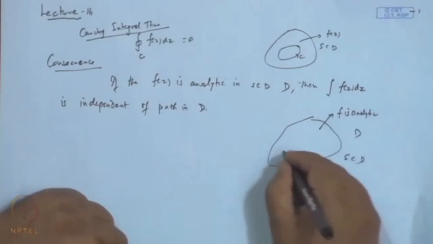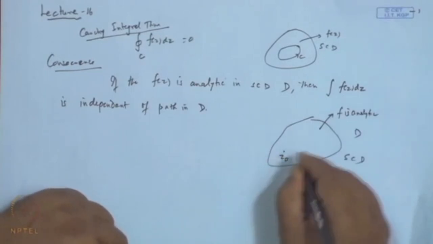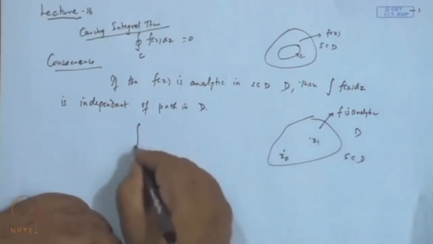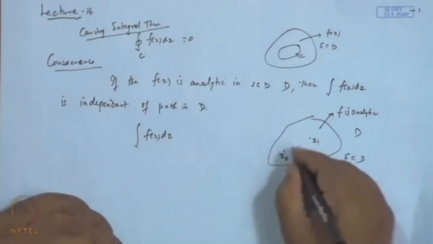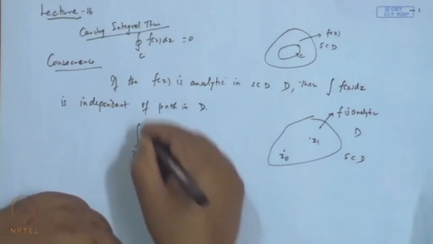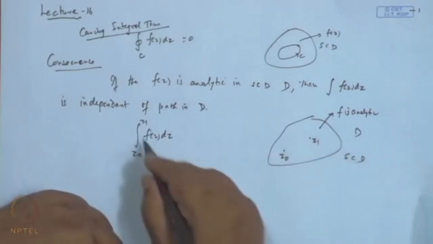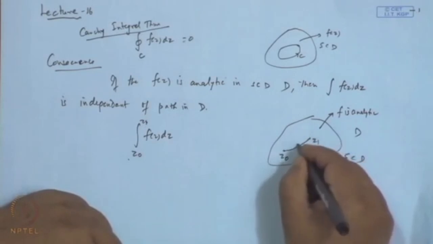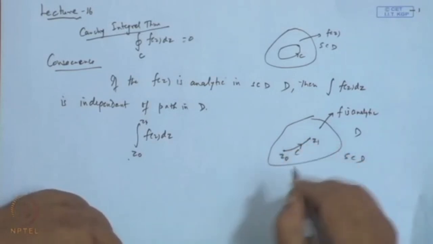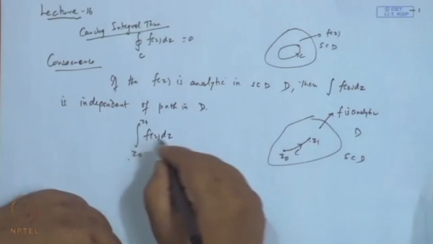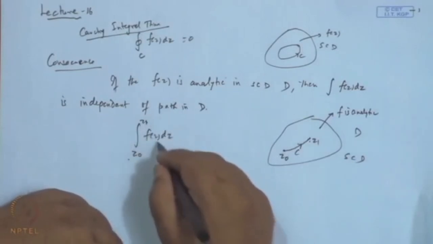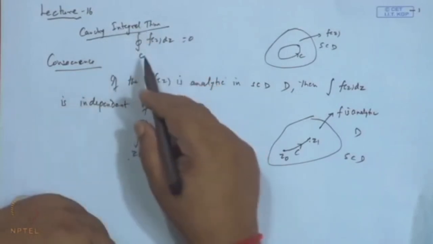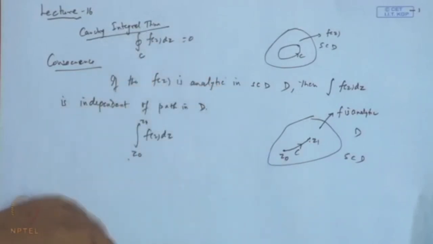That is, if D is this simply connected domain and the function f is analytic at each point, then if we pick two points z0 and z1, the integral of f(z) dz from z0 to z1 depends only on the points z1 and z0, but does not depend on the path of integration. Whatever path you choose joining these two points, the value of the integral will remain the same. So this comes out as a consequence, or an application, of the Cauchy integral theorem.